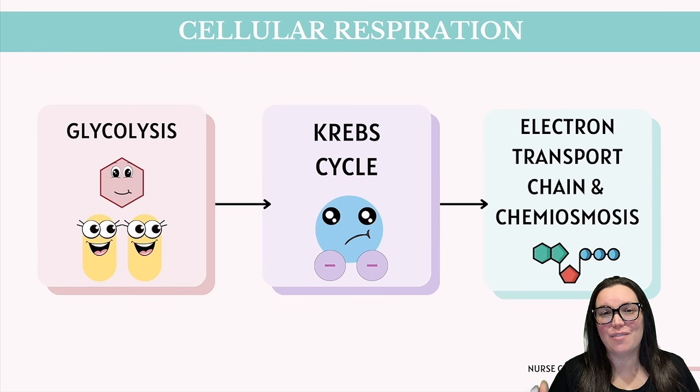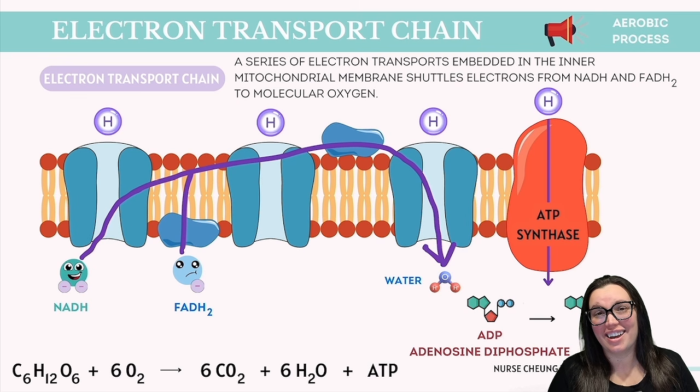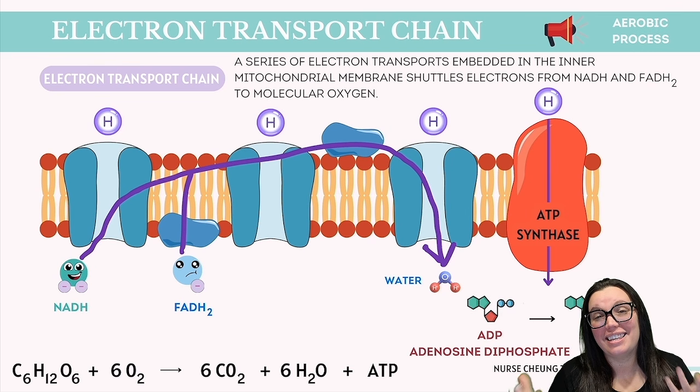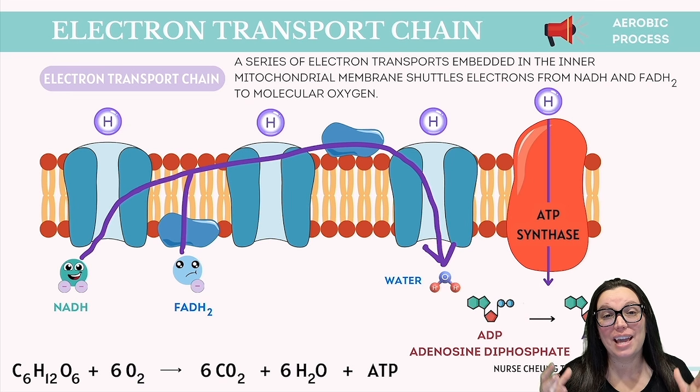And lastly, we have the electron transport chain and chemiosmosis. Truly, these are the marvels when it comes to cellular biology. In eukaryotic cells, these processes take place within the mitochondria, more specifically the inner mitochondrial membrane. This step again requires oxygen, making it an aerobic process. Here we have a very simplified breakdown.